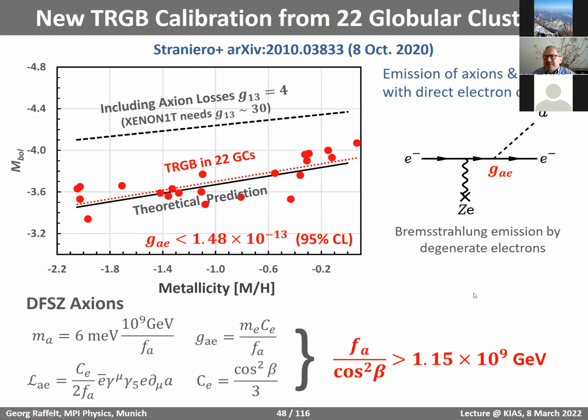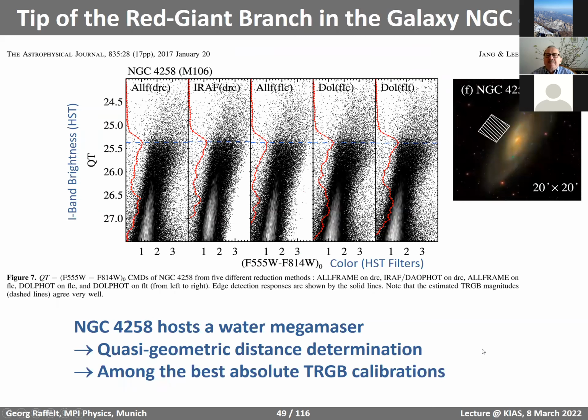Now we have made a slightly different approach to that same problem, and there's an interesting connection which I want to tell you about. The tip of the red giant branch shows up not just in globular clusters, but in all stellar populations. Here, for example, is a distant galaxy, NGC 4258, which you may never have heard about, but it's important in the context of the so-called Hubble tension problem, or in the context of determining the distance scale of the universe.